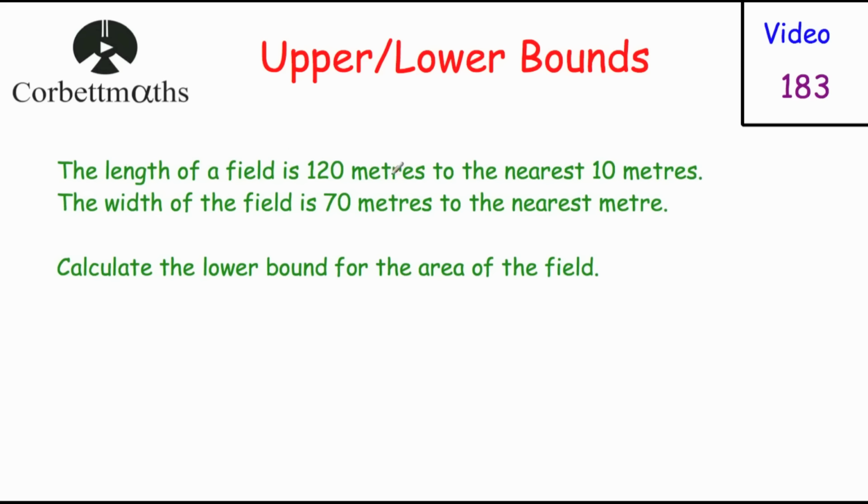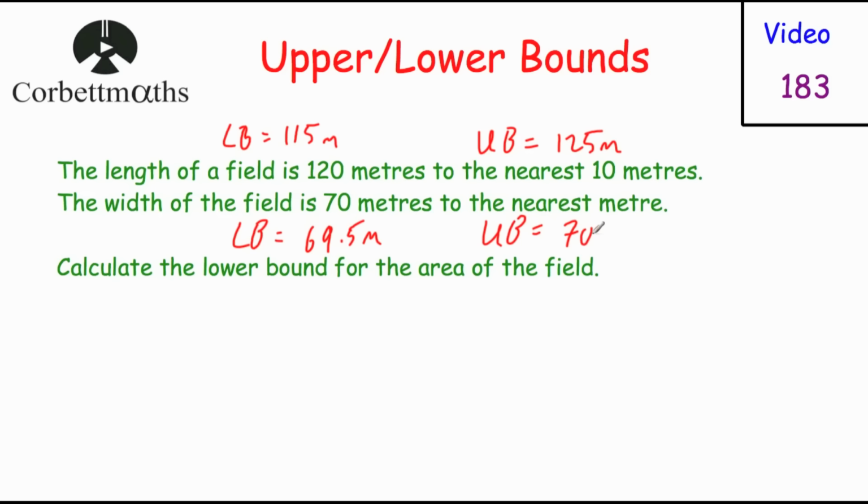So let's start off by looking at the length of the field. We know it's 120 metres to the nearest 10 metres. So its lower bound, the lowest possible value that it could be, would be 115 metres, and the upper bound would be 125 metres. In terms of the width of the field, this has been rounded to the nearest metre, so the lower bound would be 69.5 metres, and the upper bound would be 70.5 metres. So they are the bounds, and we've been asked to work out the lower bound for the area of the field. So the lower bound would be the smallest possible area.